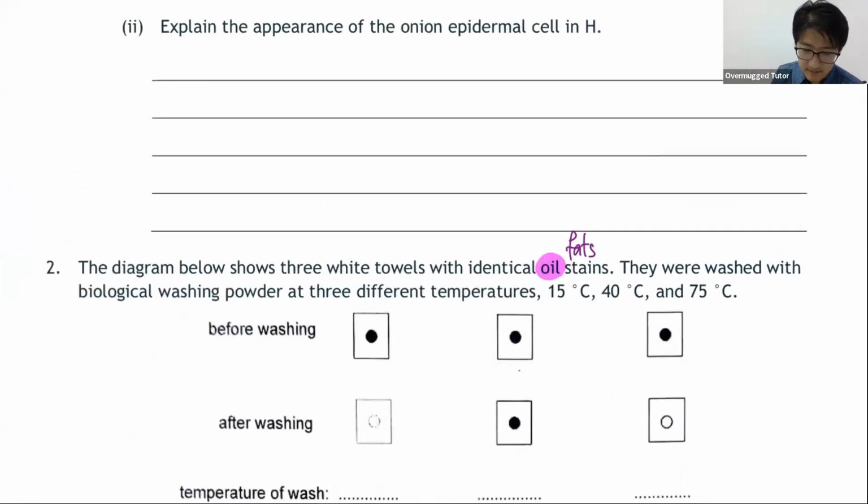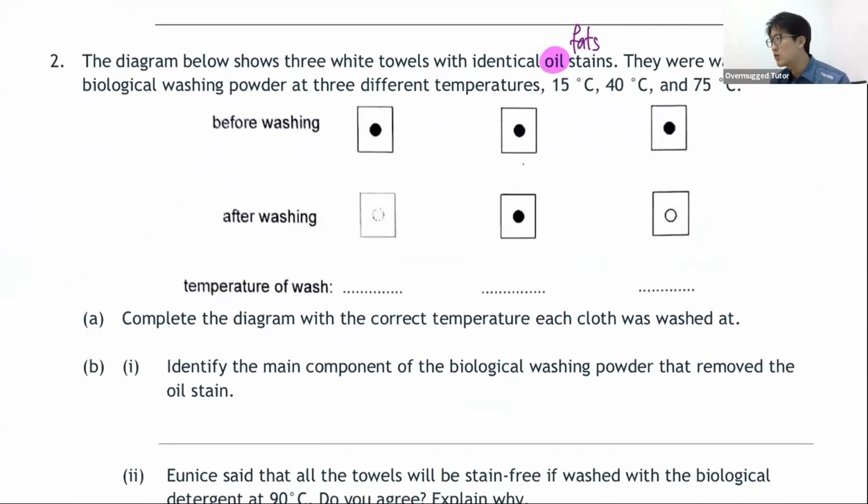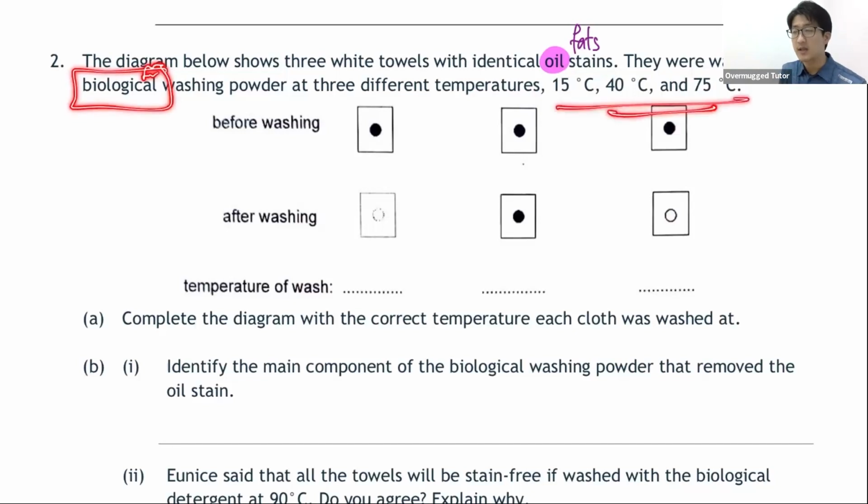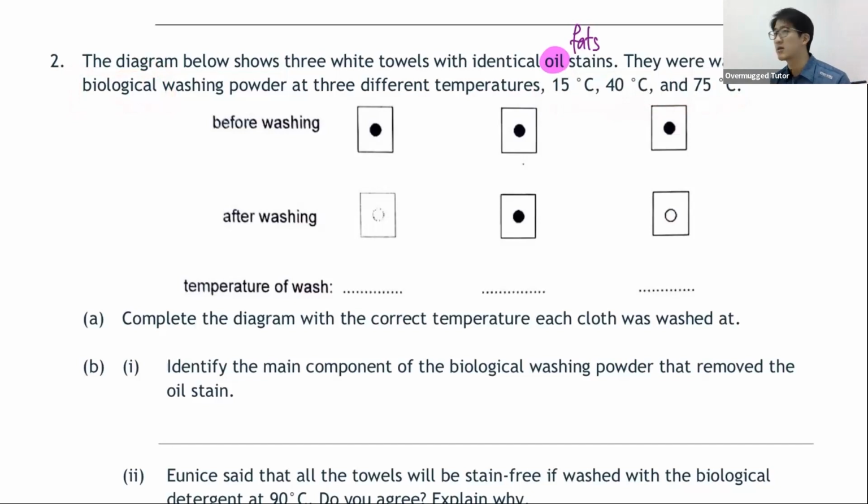So they were washed with biological washing powder. What's so special about biological washing powder? When I add biological washing powder, the oil can disappear. I washed it at different temperatures, so this is a clue for you. This thing that gives it the biological name is affected by temperature. What topic are we at now? Enzymes, absolutely. So biological tells me it contains enzymes.